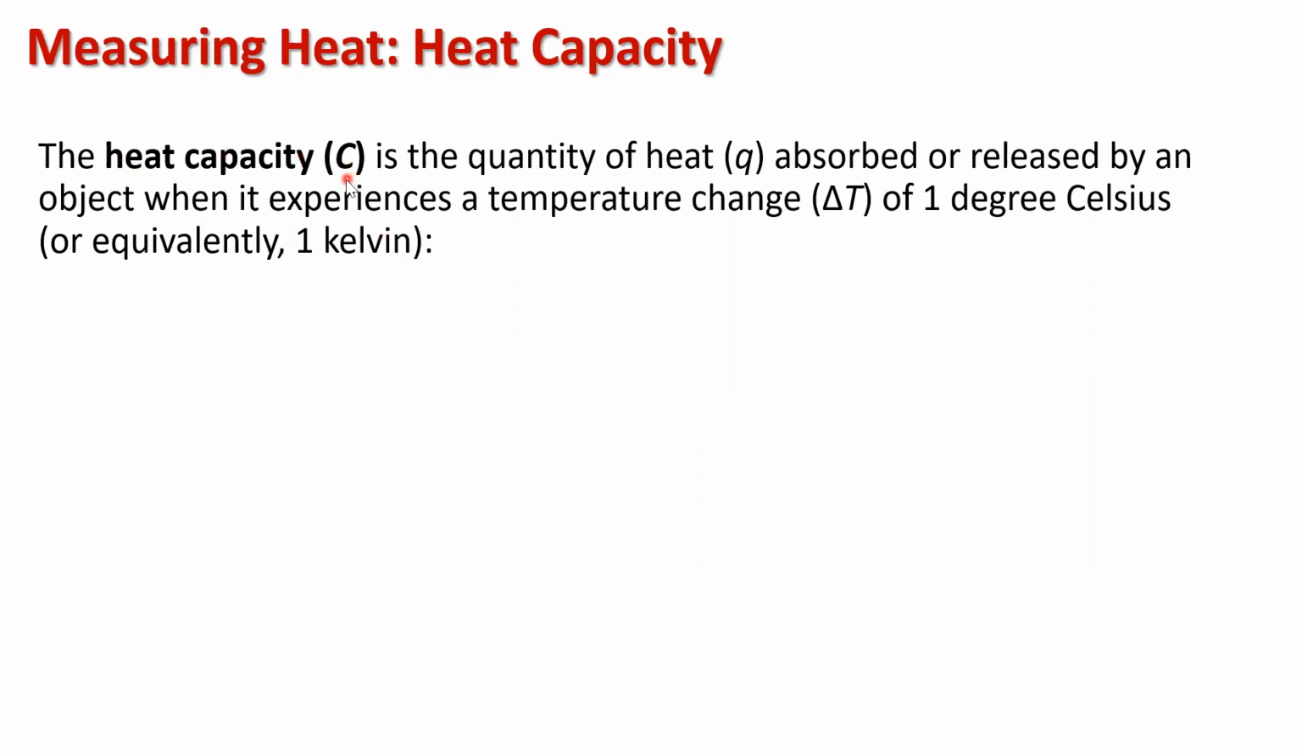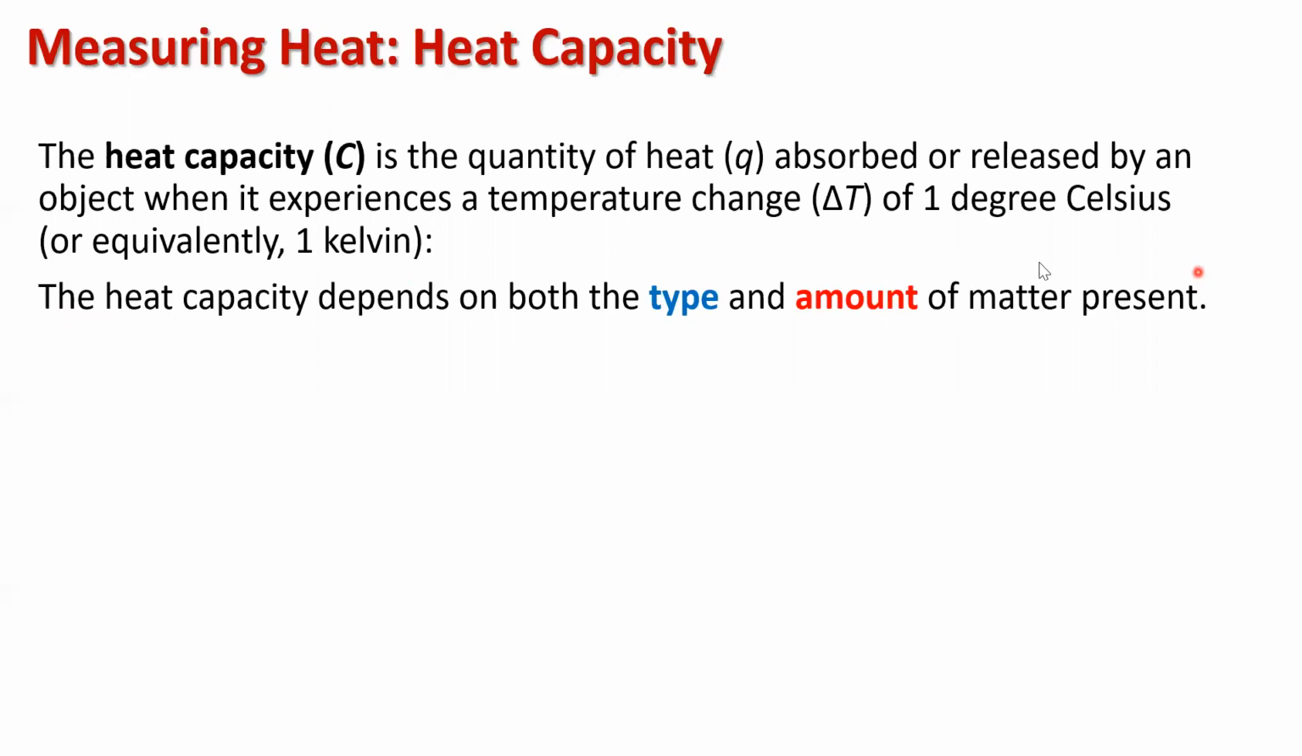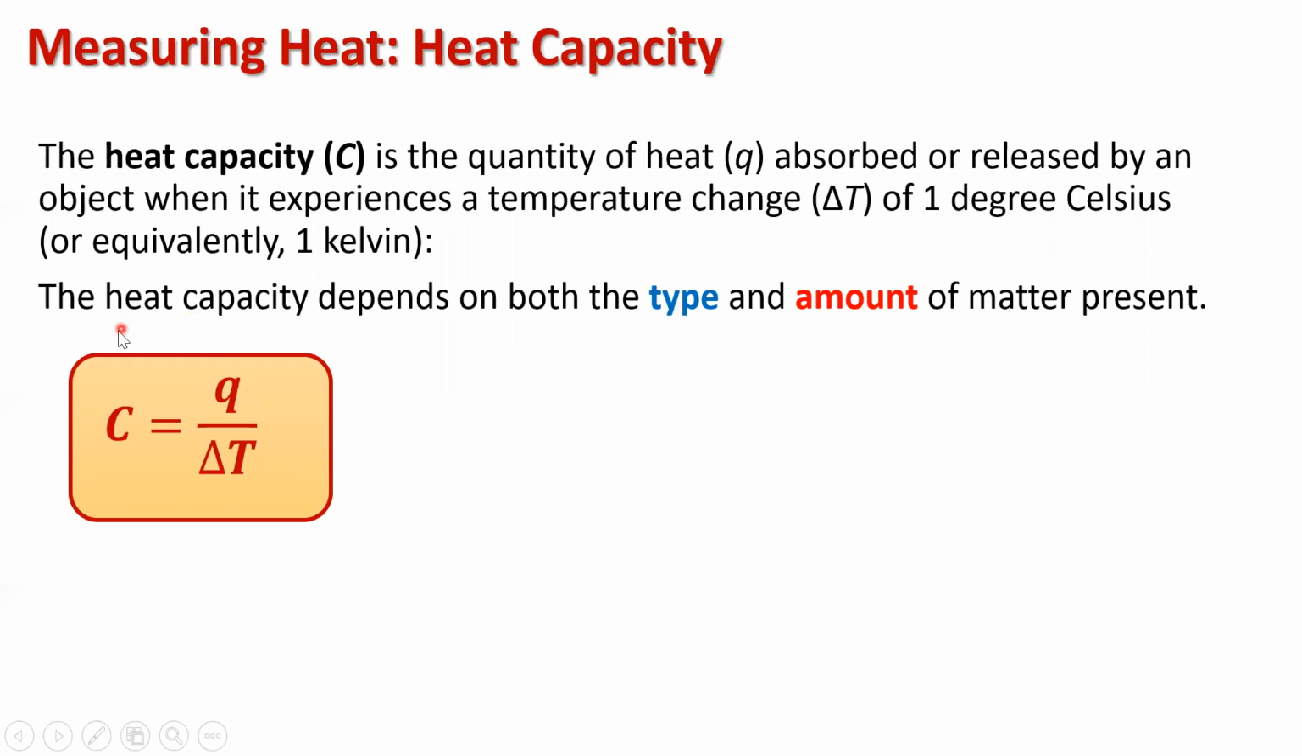So heat capacity, which is a capital C, is the quantity of heat, Q, absorbed or released by a substance when it has a temperature change, delta T, of 1 degree Celsius or 1 Kelvin. Heat capacity depends on both the kind of matter that we're looking at and the amount of matter that's present. When we go to calculate heat capacity, this is the equation we'd be dealing with. Again, this capital C is heat capacity, this lowercase q is the heat that's either absorbed or released by an object, and the delta T is the change in temperature that's caused by the absorbing or releasing of Q, or the amount of heat.